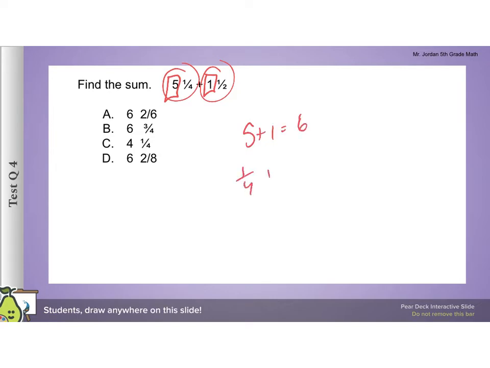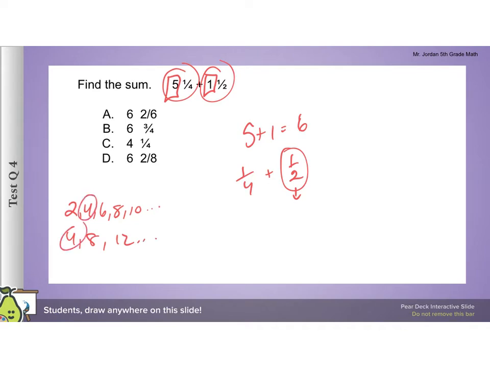Then 1/4 plus 1/2. You need a common denominator. It's easier to switch one fraction, because you're looking for multiples of the denominators. The multiples of 2 are 2, 4, 6, 8, 10, etc. Multiples of 4: 4, 8, 12. The lowest common denominator is 4.